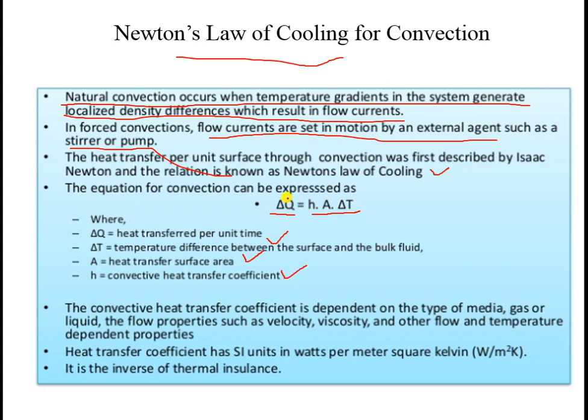Okay, so Q is directly proportional to the area through which the heat transfer takes place, as well as the temperature difference between the surface and the fluid, which may be gas or liquid, nearer to it. That is Q = h ΔT. The convective heat transfer coefficient h depends on the medium used, whether gas or liquid, and on flow properties such as velocity, viscosity, and other flow and temperature dependent properties. We will solve certain numericals on the basis of Newton's law of cooling.